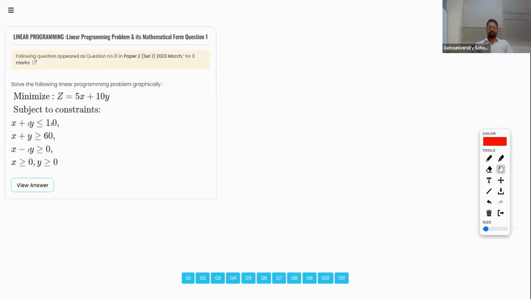So let's look at the question. Minimize this. We have to draw this graph and solve this question, right? Yes. Let's try to draw the graph. Let me first give the units. So let's do it quickly together, right?